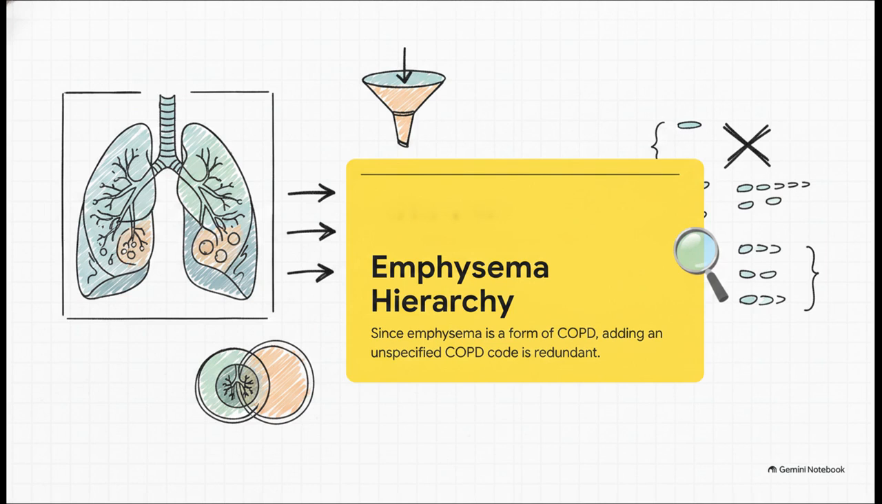This is such a great reminder of the absolute golden rule of coding. Always code to the highest level of specificity. Let the specific condition inherently capture the broader disease category. Think about it. Emphysema is literally just a morphological form of COPD. So tacking on an unspecified COPD code doesn't actually give us any new clinical data at all. It just creates unnecessary redundancy.